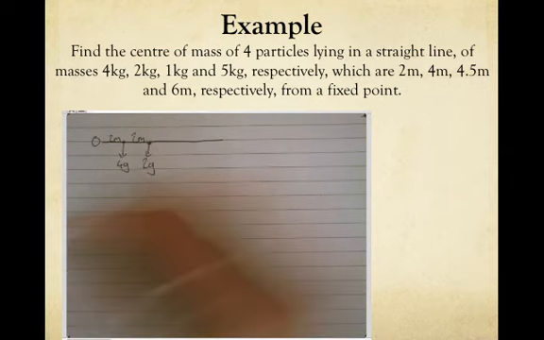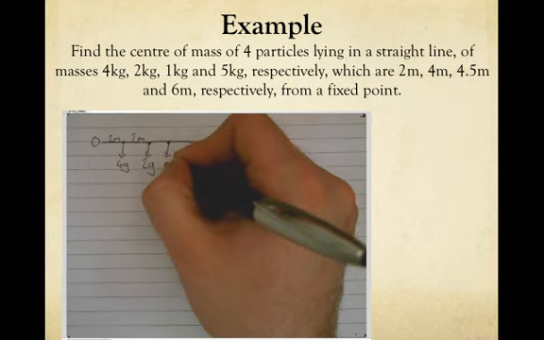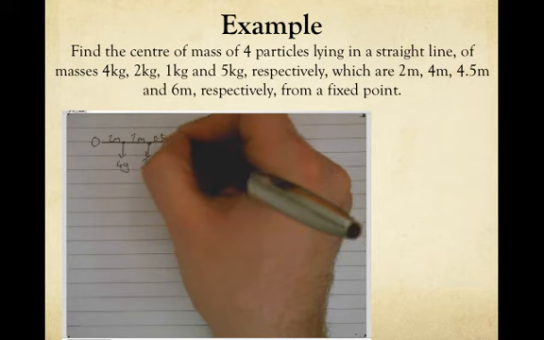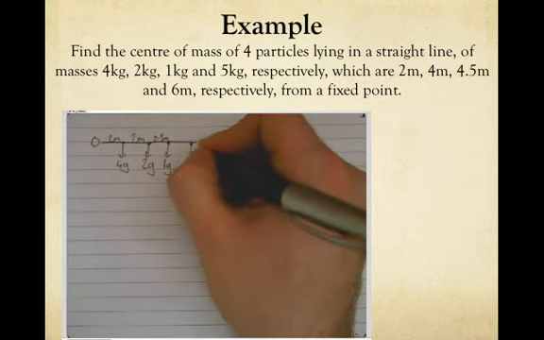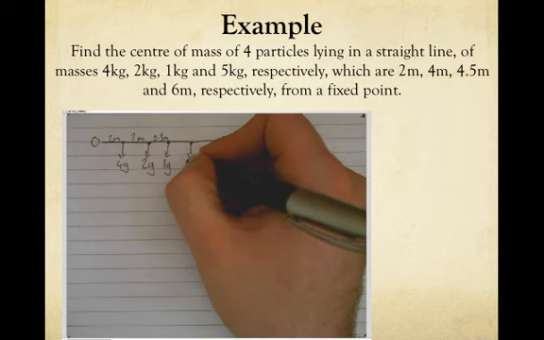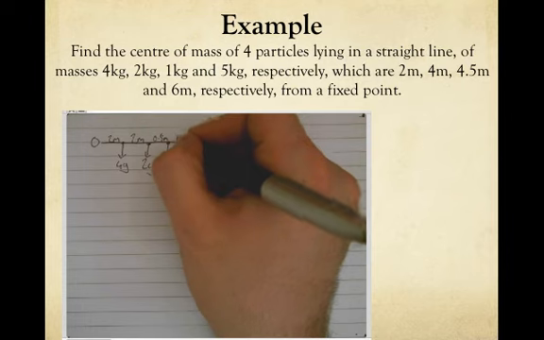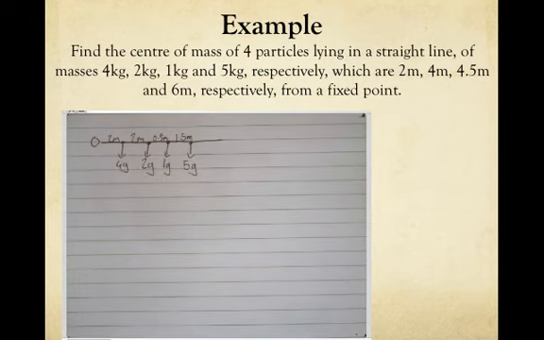We've got a mass of 1g, which is another 0.5 meters along, and we've got a mass of 5g, which is another 1.5 meters along. So there's our diagram. Now we're just going to use our equation.